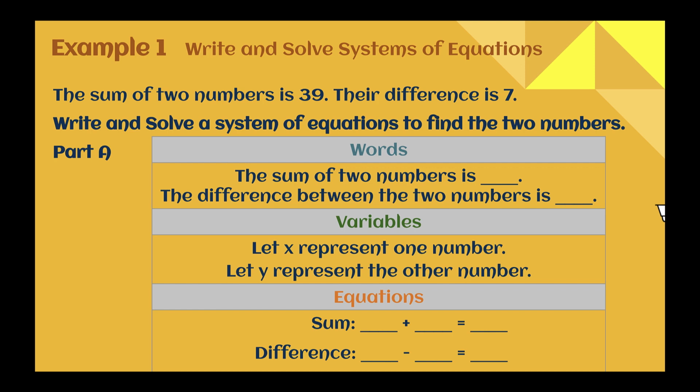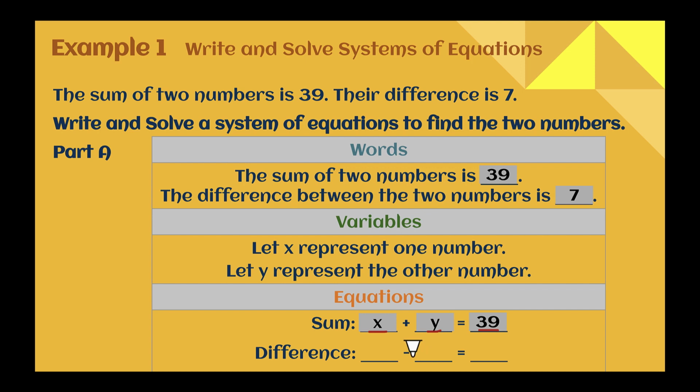So let's start with the words. It tells us the sum of the 2 numbers is 39. It also told us the difference of them is 7. So if we say X is one of the numbers and Y is the other number, then when we write the equation, first the sum means add. So if we add our 2 numbers together, X and Y, our total was 39.